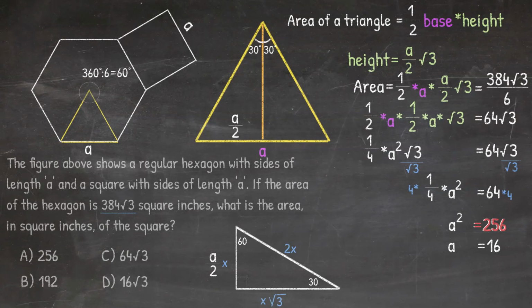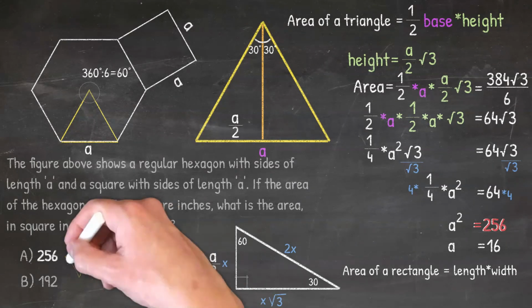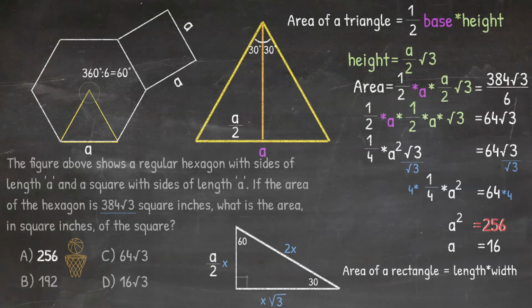Alternatively, we can consult the front page of the section where we're offered the formula of a rectangle, and the rectangle's area equals length times width. Since length and width are the same for the square, multiplying the two, we get exactly the same outcome, 16 times 16, or 256.